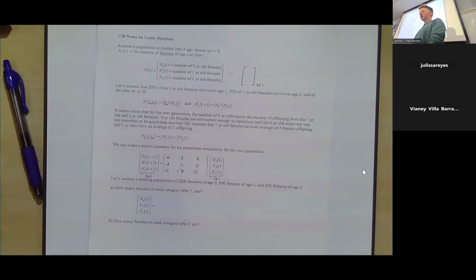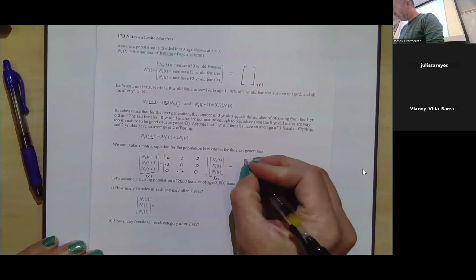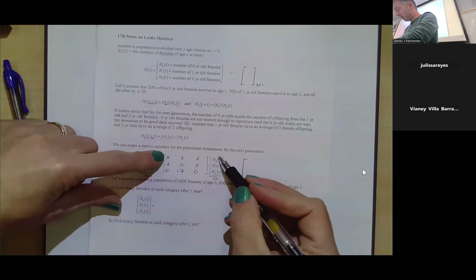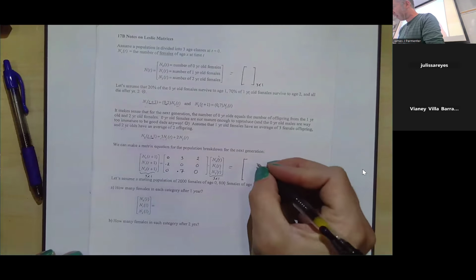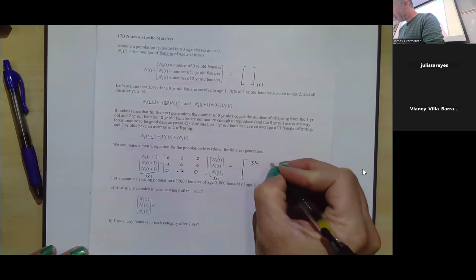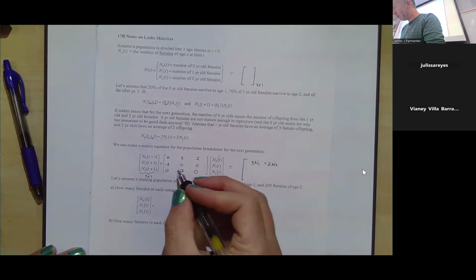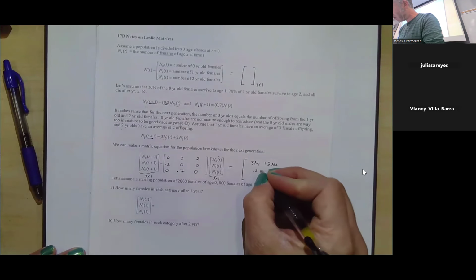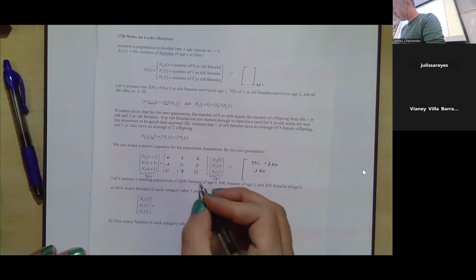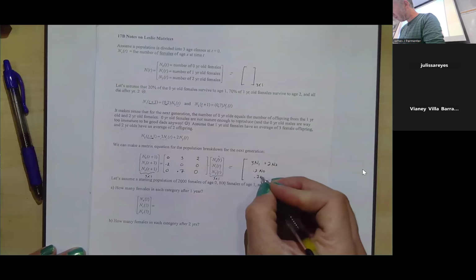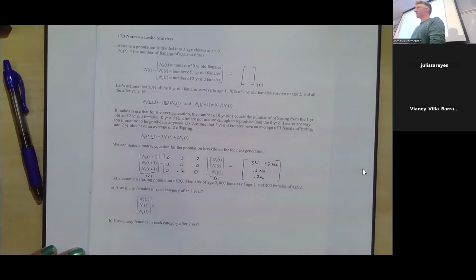So this is the matrix that gives us next year's amount of things. If you really wanted to, you could multiply it out and say, okay, it's going to be 0 times this plus 3 times this plus 2 times this. So it's exactly going to be 3n1 plus 2n2. And then the next row and column is 0.2 times n0. And then the next row and column is 0.7 times n1. So that's what we're getting next year based on what we have this year.